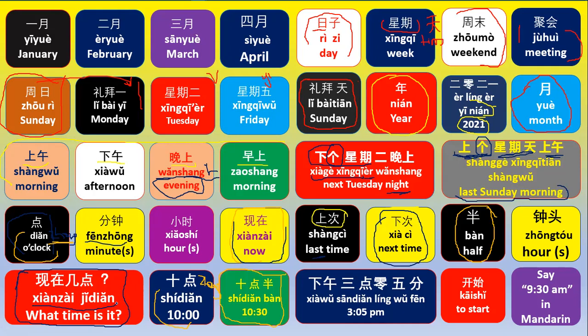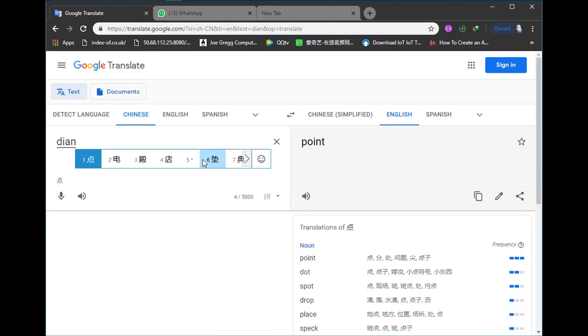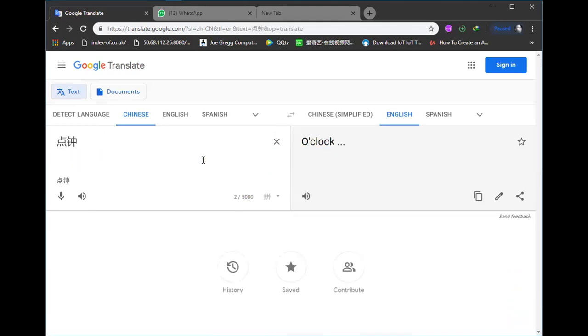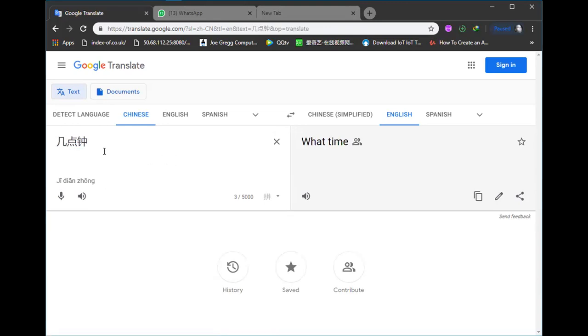What time is it? Okay, let me break that down now for you so that you can remember it. We'll start with, again, we say 点钟. What's the word for hour? At the hour. 点钟. That's hour, all right? And the word for how many is 几. You remember we did this before in the last lesson? 几点钟, we're saying time.